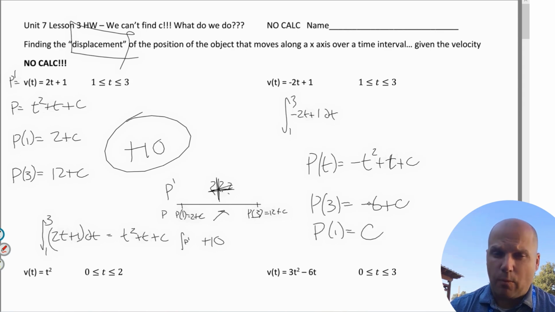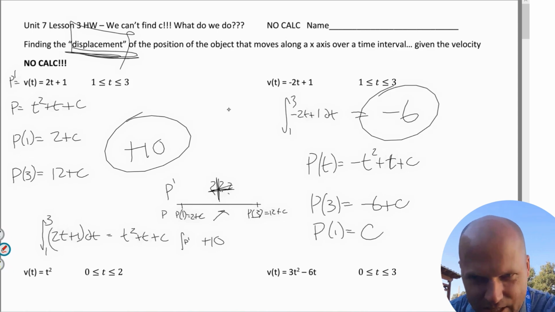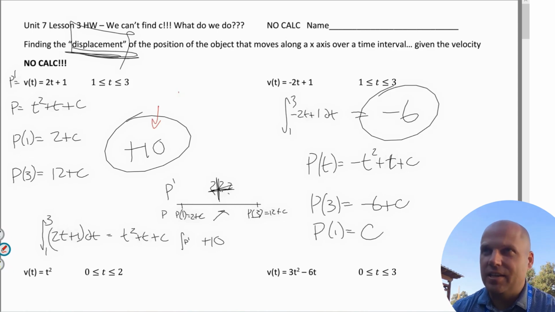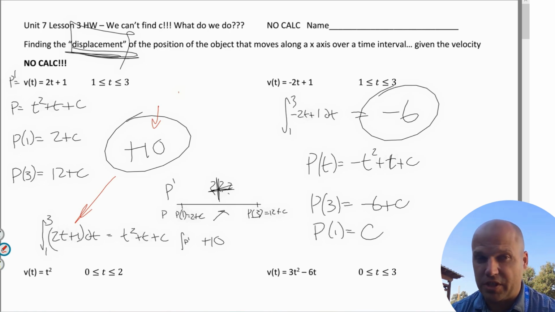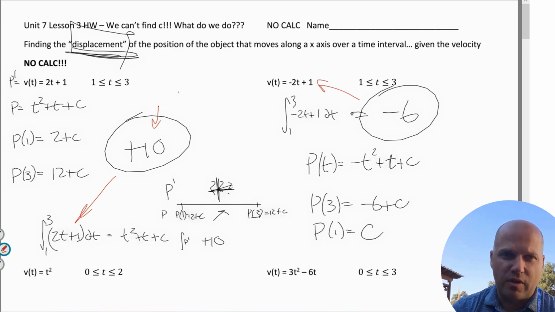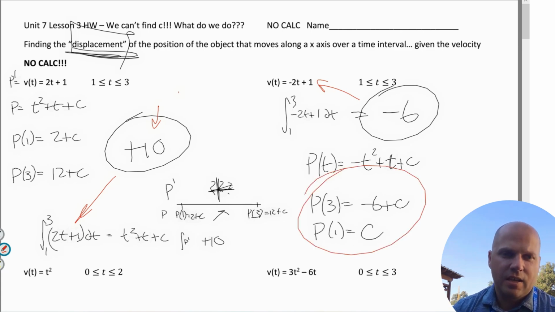So I started at C, I went to -6 plus C. This equals -6. So overall I went, and what does this mean? What does displacement of position? And I liked what one of my students said earlier. At the end of the day, I ended 10 to the right of where I started, or my accumulation of my derivative, my accumulation of 2t plus 1 from 1 to 3 was 10. My accumulation of my derivative from 1 to 3 was -6, or at the end of the day, I end up 6 to the left of where I started.